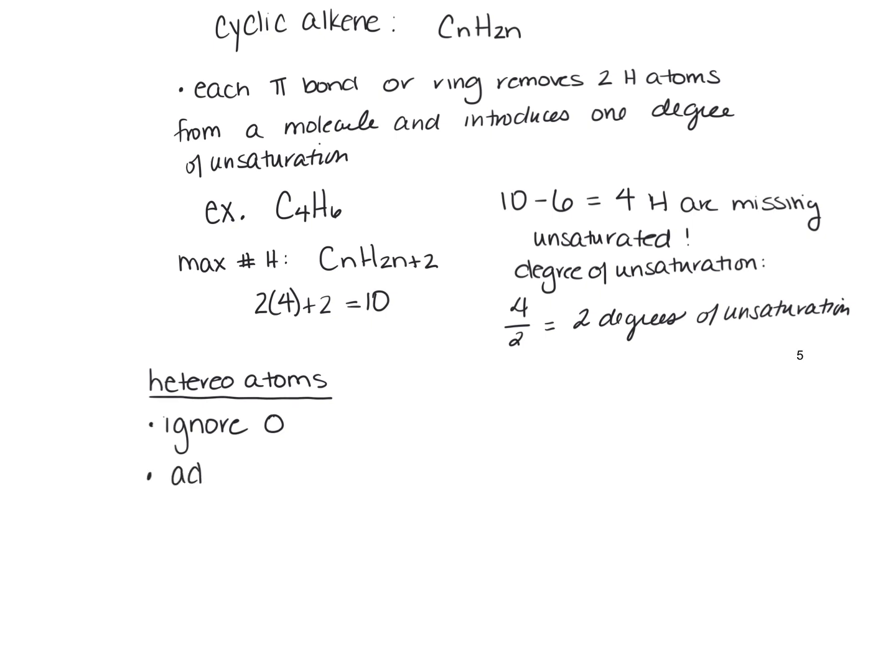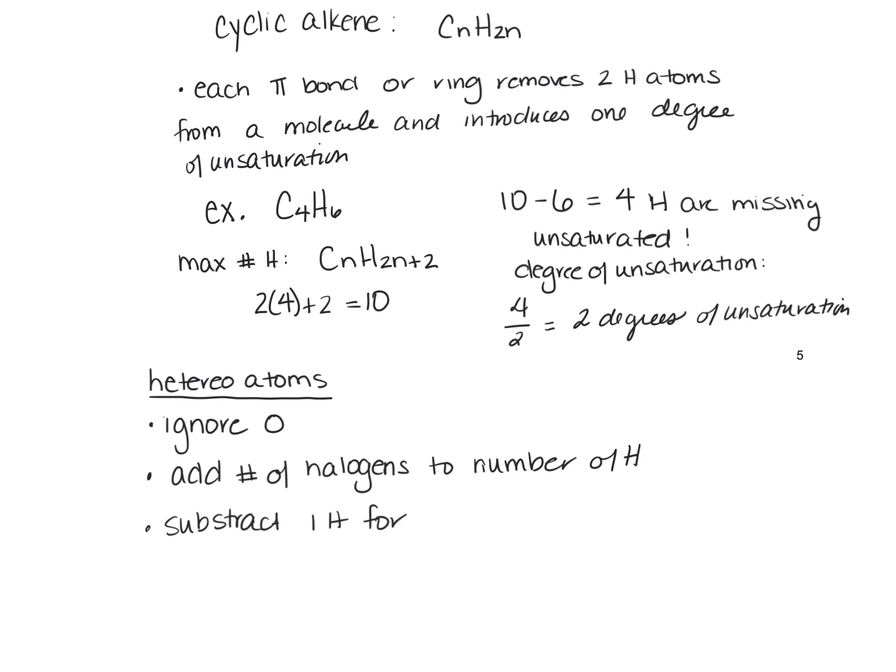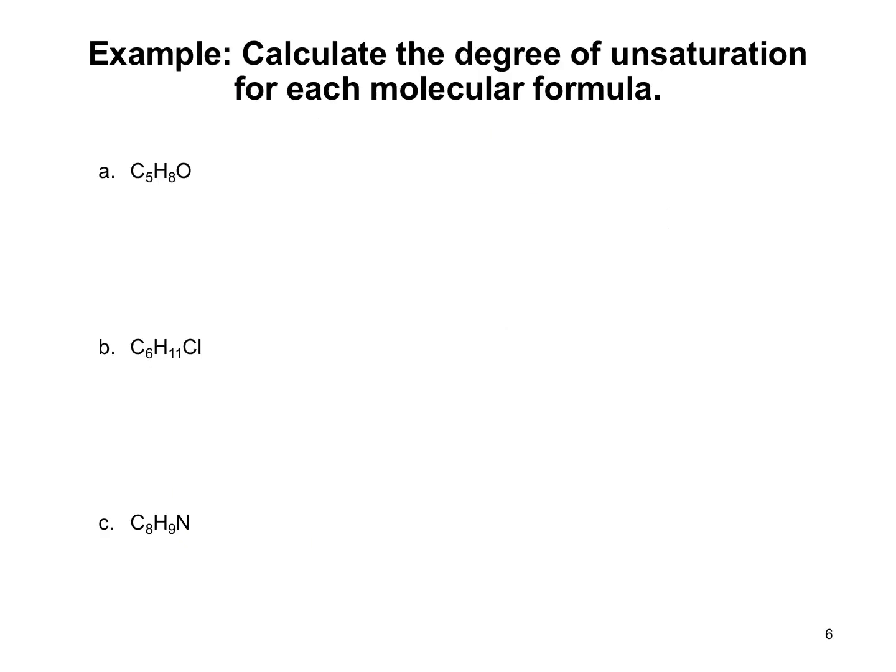We don't add halogens. We add the number of halogens to the number of hydrogens, okay? And then we subtract 1 hydrogen for each nitrogen that's present. We are going to do examples looking at all 3 of these. So let's go to the next slide to do examples, right?